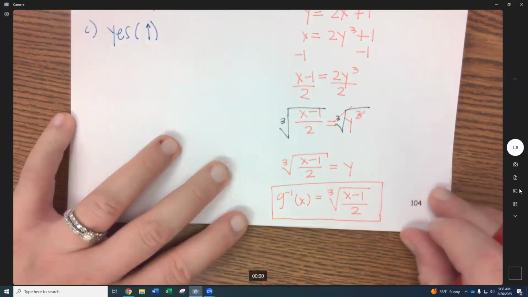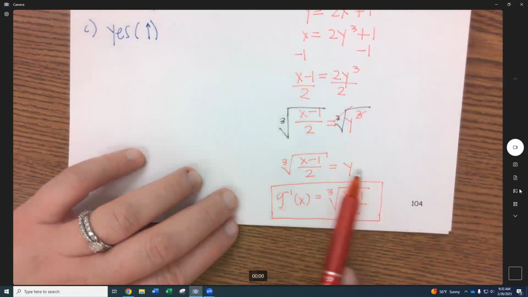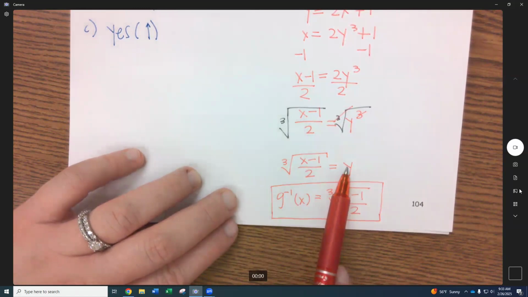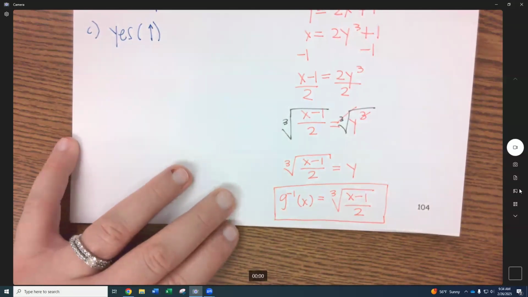Specifically for my students that are on campus, if you give me this as your final answer, let's say this problem's worth 5 points, you're going to get 4 out of 5 points. You have to make sure you remember to put this in inverse function notation to get full credit on your test.